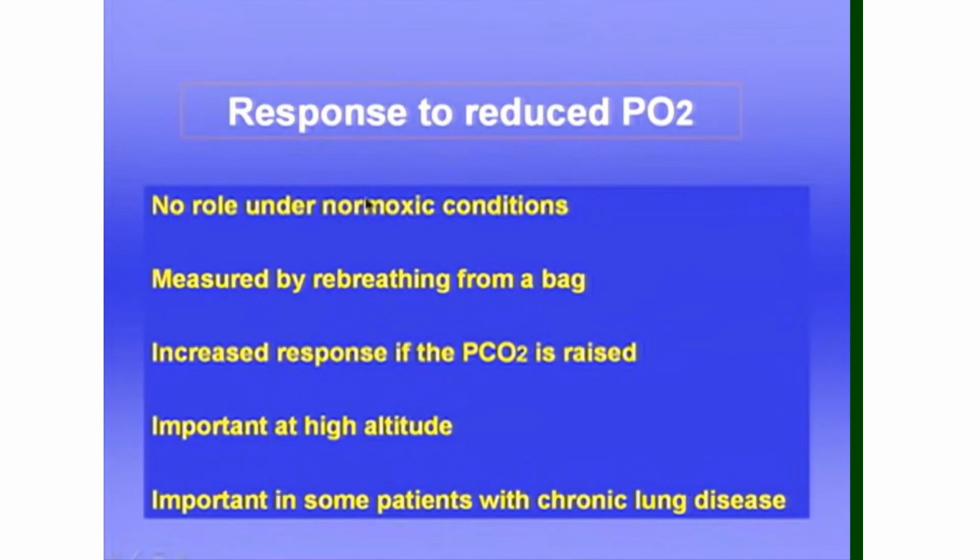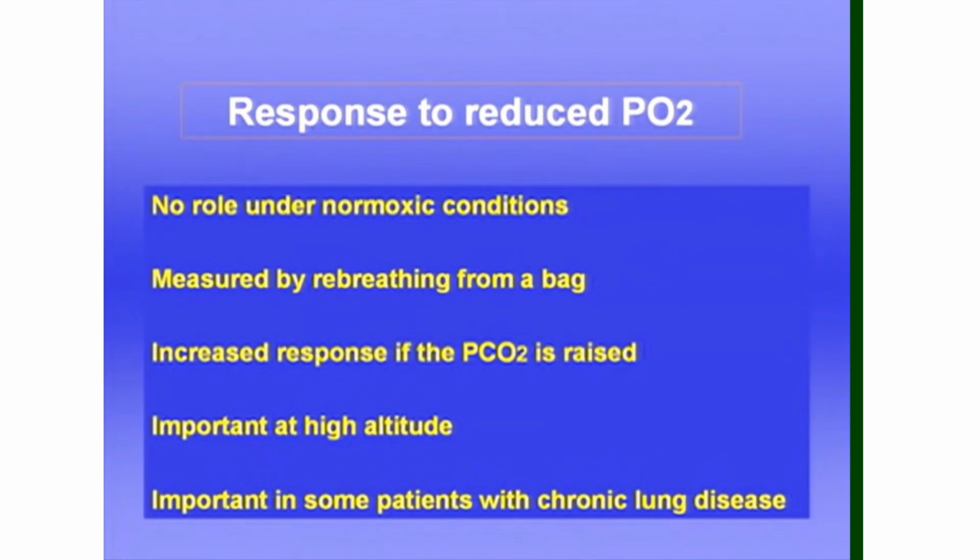The response to reduced PO2, as I said, has no role under normoxic conditions. It can also be measured by rebreathing from a bag. You have a bag containing a low oxygen mixture, and as you continue to rebreathe from it, the PO2 falls because you're using up some of the oxygen, and you can measure the ventilatory response to the PO2 or the arterial oxygen saturation, which is often done. I've mentioned that its response is increased if the PCO2 is raised. There is an interaction between the two groups of stimuli.